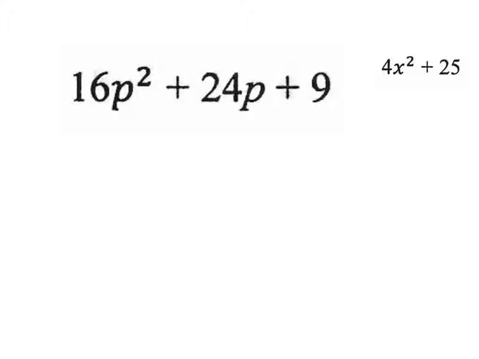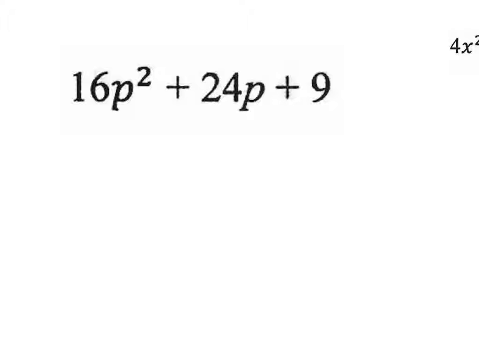Okay, what's up with this guy right here? 16p squared plus 24p plus 9. What could I do first? GCF. What's the GCF, guys? 2? I could pull out a 2 from 9? No? Could I pull out anything? No, so there is no GCF to pull out.